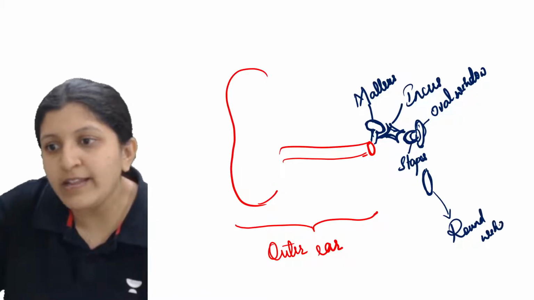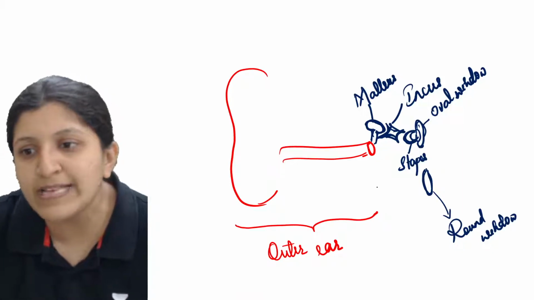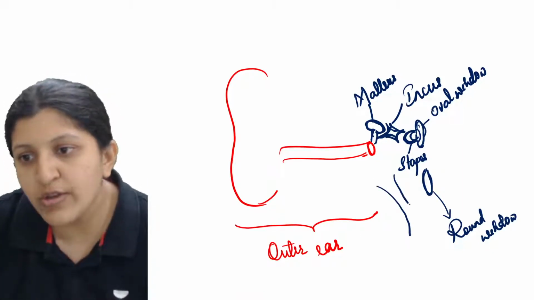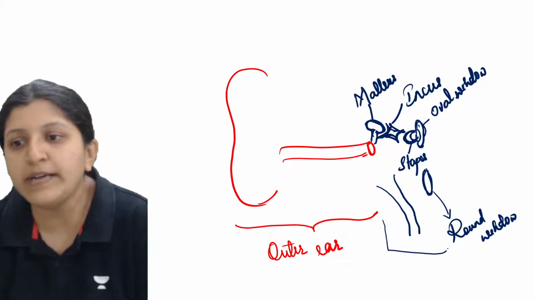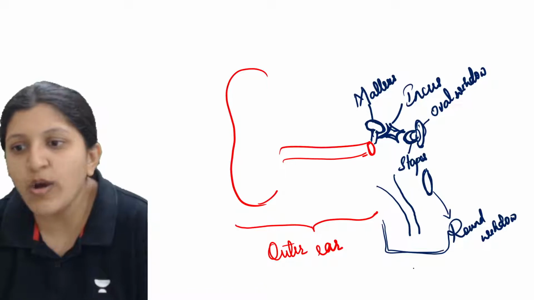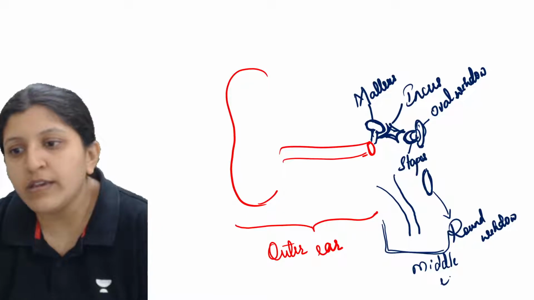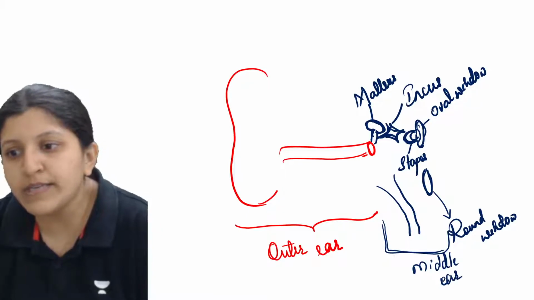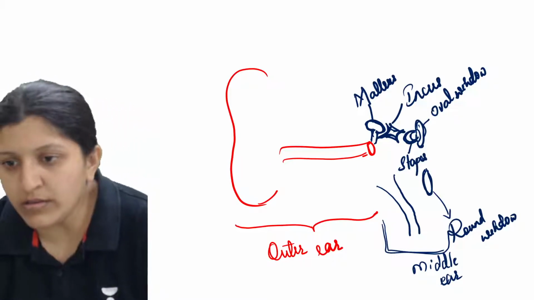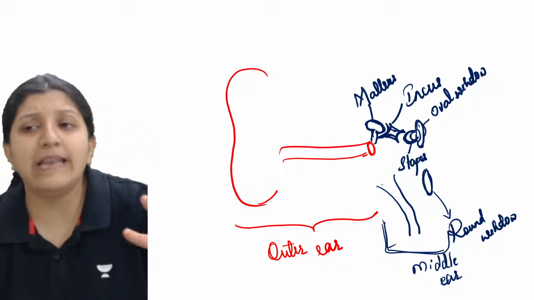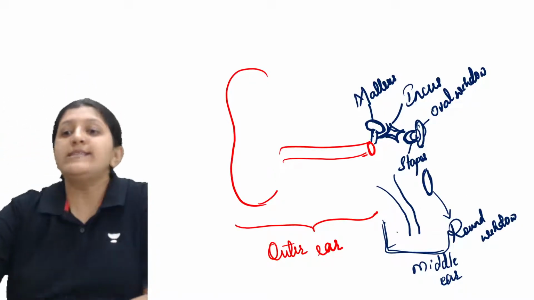Okay, so in order to connect, there is one particular tube called the Eustachian tube. The one that I have drawn in blue, all this part comes under the middle ear. So these are all middle ear parts. So when we mention the middle ear, the middle ear consists of malleus, incus, stapes, oval window, round window, as well as this Eustachian tube.